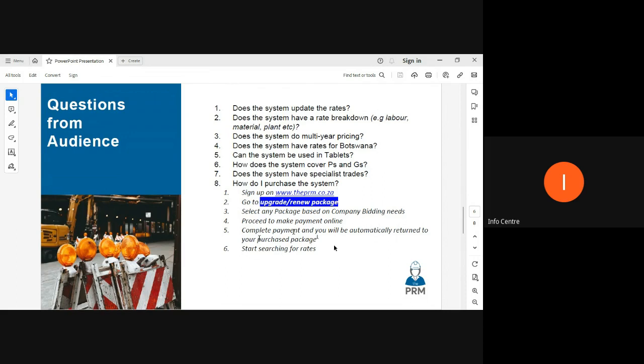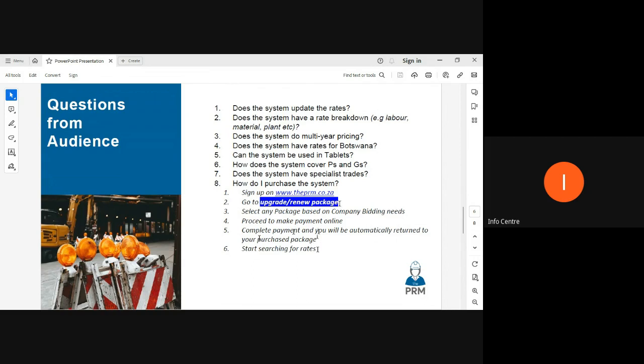So keep in mind, you sign up for the free trial. Once you get into the free trial, you can start with quick search just for you to be comfortable with quick search. And when you're done, we can actually go to upgrade or renew package. Then you select the upgraded version that you want. You make your online payment and automatically you'll be redirected to the package that you've paid for. And you can start searching using different methods that we've actually shown.